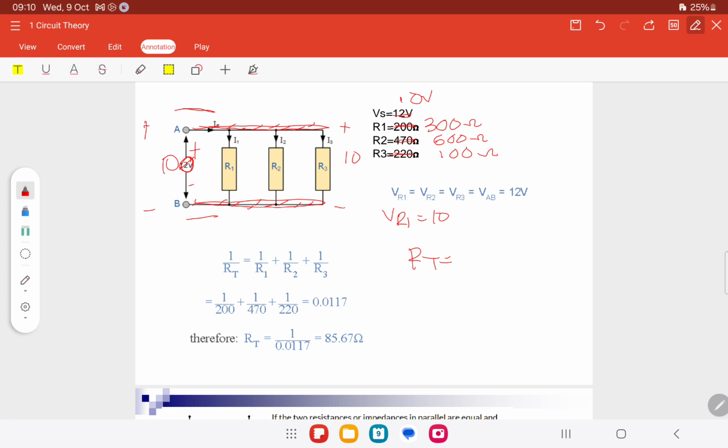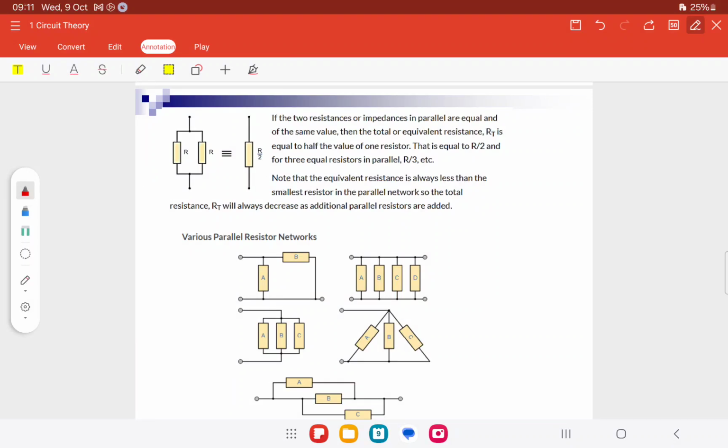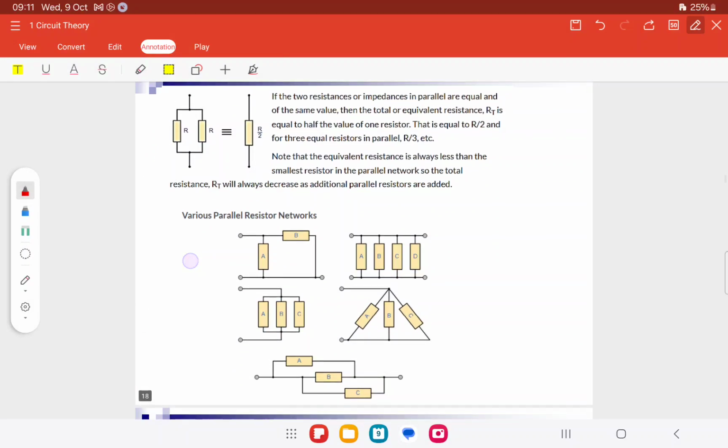Okay, itu adalah that concept for parallel. So VR1 equals to 10 equals to VR2, semua sama lah. Alright. So our total, what is the value? 66.67 ohm. Okay. Alright. So this one is contoh-contoh for resistor.